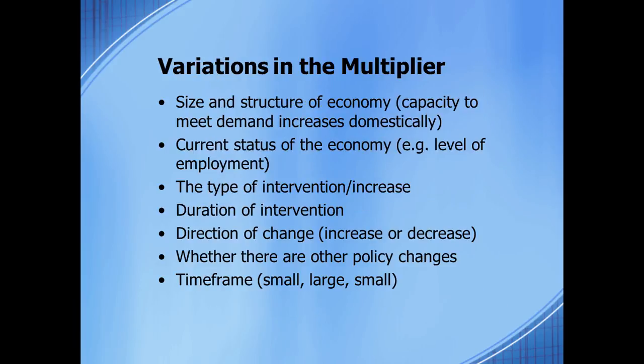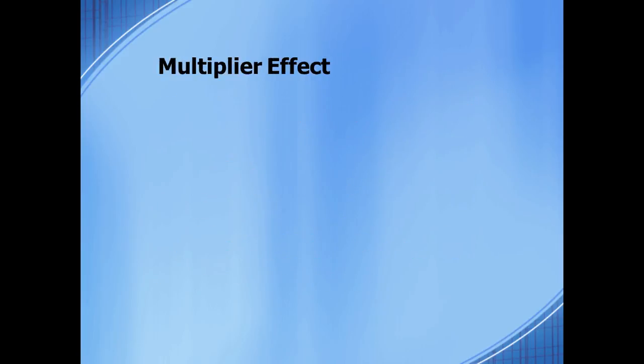There are a whole selection of variations in the multiplier: the size and structure of the economy, and thinking about the capacity to meet demand as it increases domestically. We think about the current state of the economy, the level of employment. Is it high unemployment, where this extra money actually would create new jobs, or are a lot of people already employed and it's just increasing people's hours or increasing the level of money in people's pockets? What type of intervention increase is needed, how long the intervention lasts for, the direction of change, whether or not there are small policy changes, and over what sort of time frame this regards.